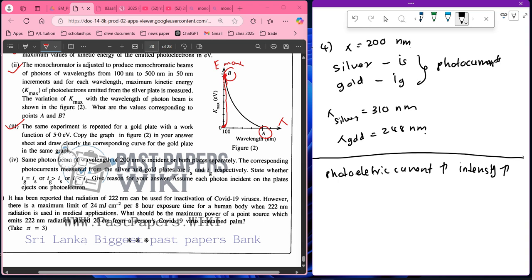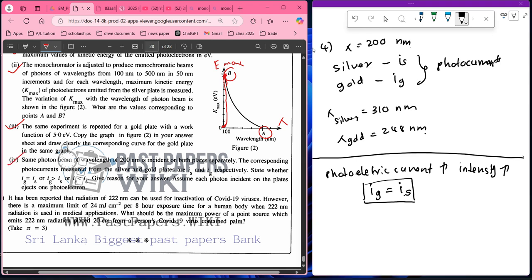We can change the energy of the radiation by changing the wavelength. Therefore, photoelectric currents are equal for 100 nanometer and 200 nanometer radiations. Therefore, Ig equals Is. We can finalize, because we can change the energy of the radiation by changing their wavelengths. That part is also concluded.